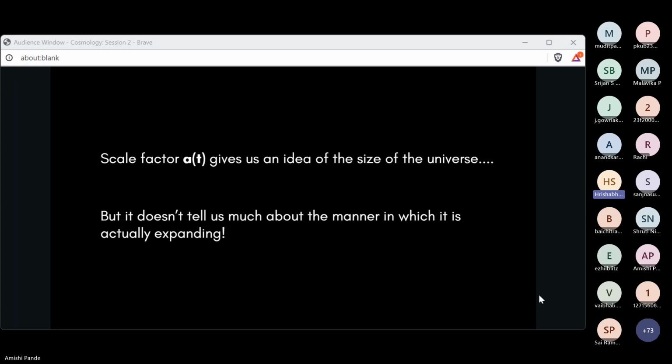But as you can see, the scale factor gives us an idea of the size of the universe, but it does not tell us the manner in which it is actually expanding. Yeah, next slide.